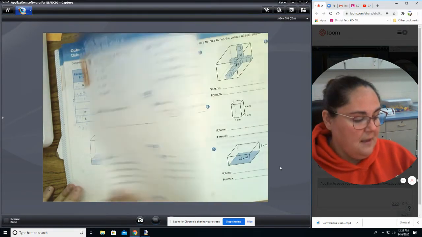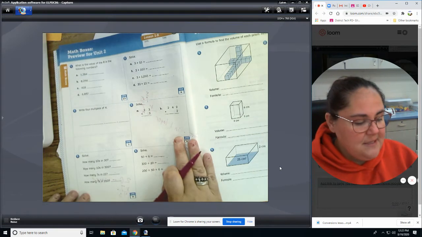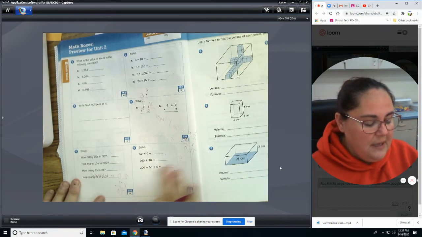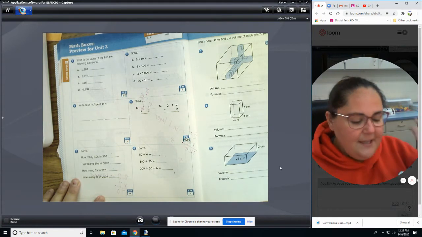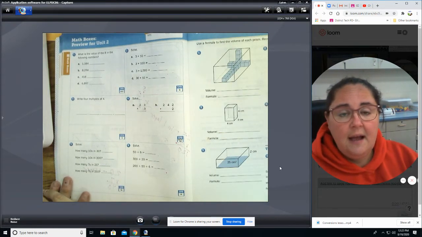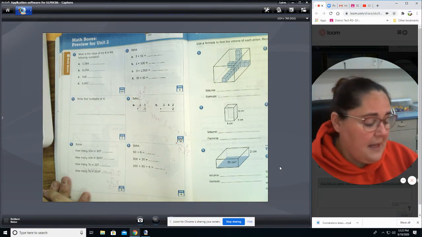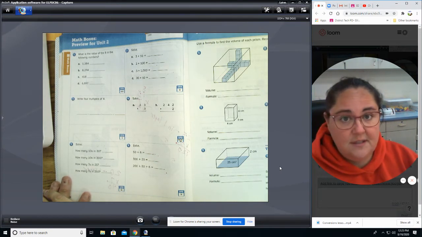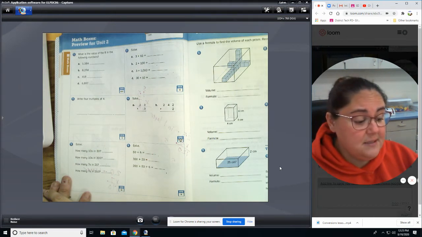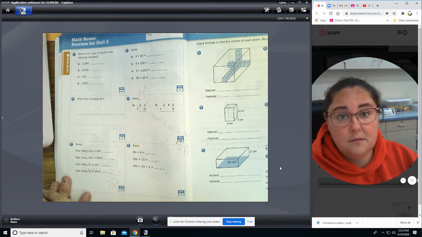Okay. We're going to talk about math boxes. This is a preview math box for Unit 2. So this is one that you're going to do. I just want to see if you can do some of these problems. So I'm going to put this as a check for understanding. I am not going to give you any hints on these problems. The reason why is because I want to make sure that you can do some of these things, or if you need help, we will help you.